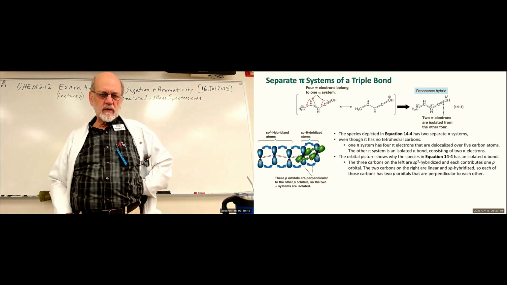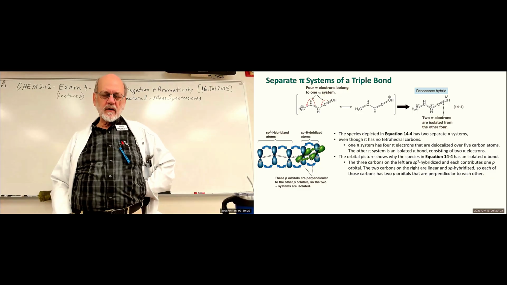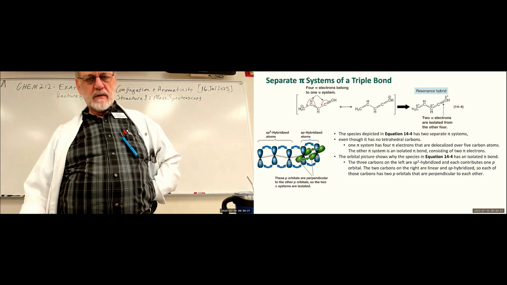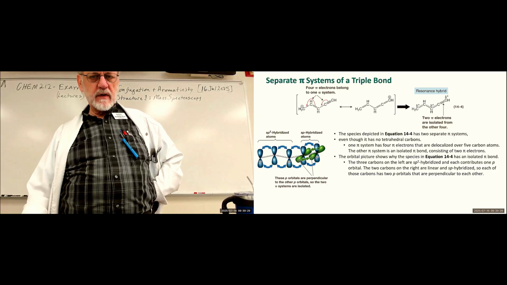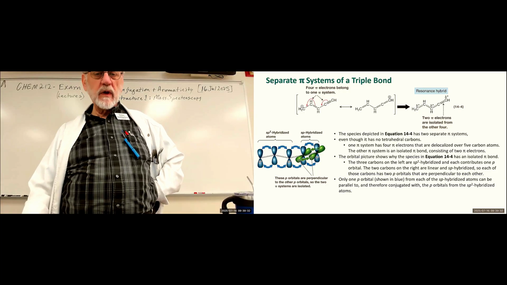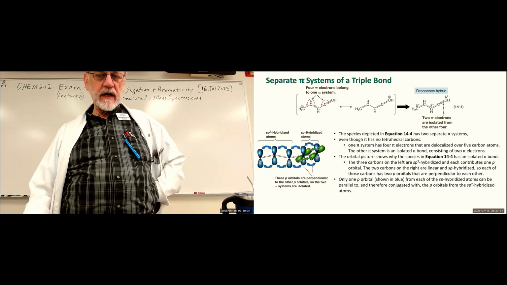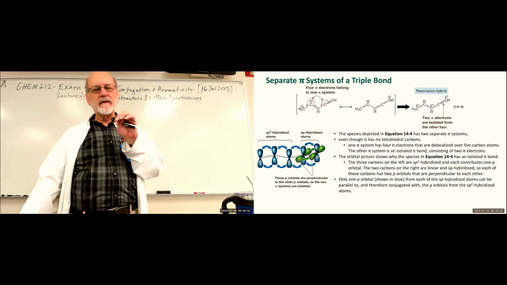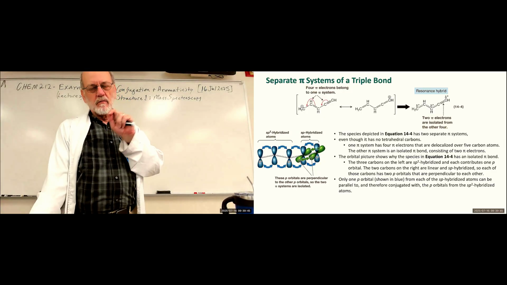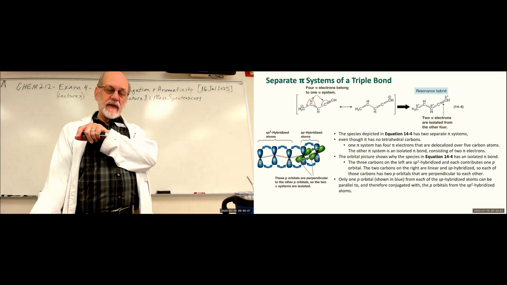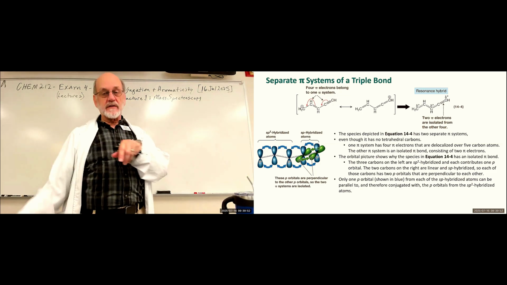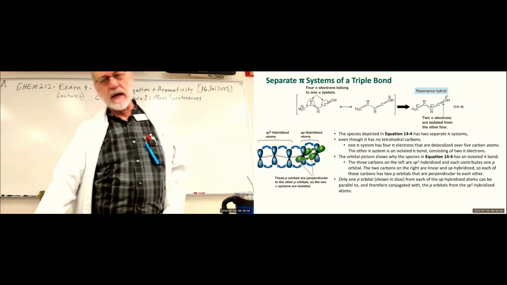Each contributes one p orbital. Two carbons on the right are linear and sp hybridized. Each of those has two p orbitals that are perpendicular to each other. So only one of those, the one pictured in blue, is used for the conjugated system. So we still have a standalone double bond on those right-hand terminal carbons, and they contribute p orbitals into the conjugated system. Okay, so that makes sense, right? I had to convince myself.